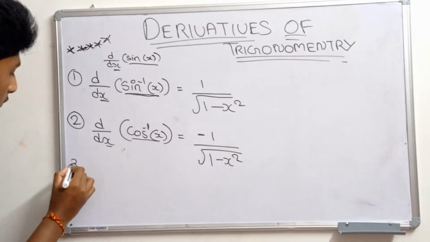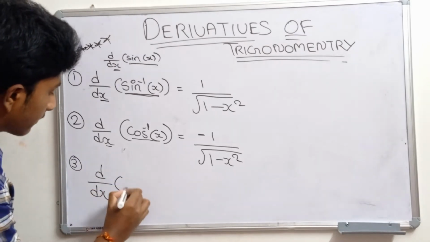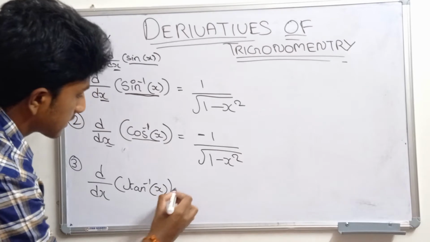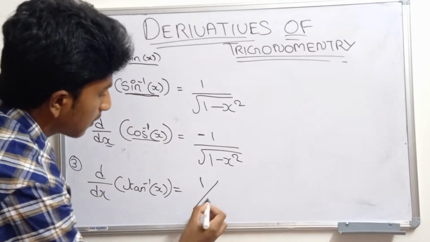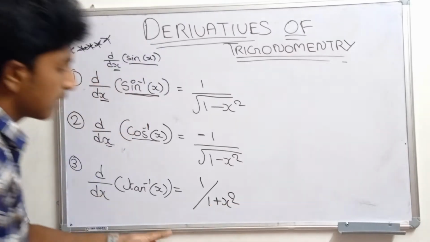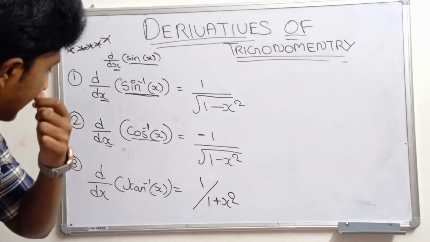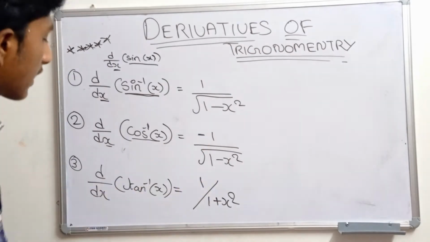Now coming to the third formula, d by dx of tan inverse x. D by dx of tan inverse x means 1 by 1 plus x square. Guys, is it clear? D by dx of tan inverse x is equal to 1 by 1 plus x square.